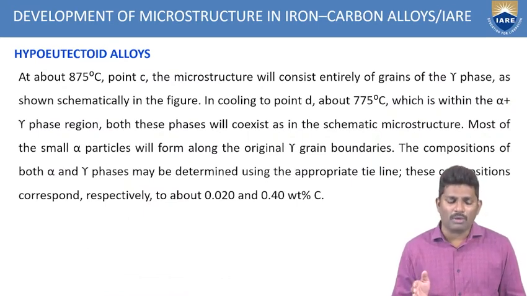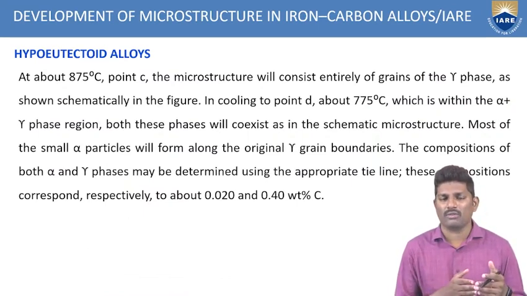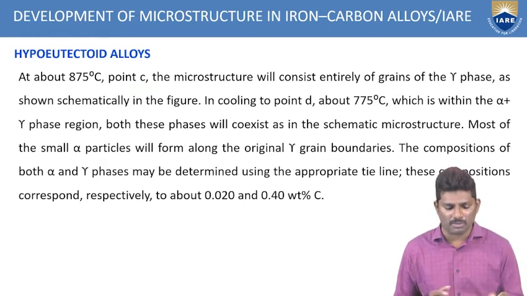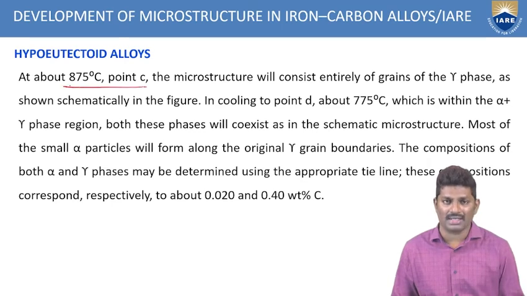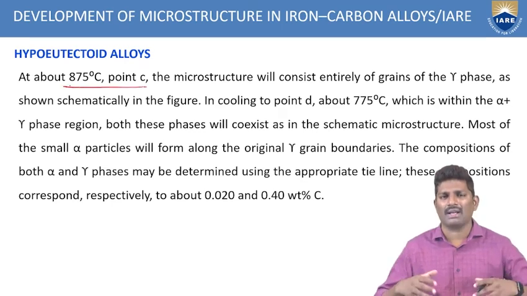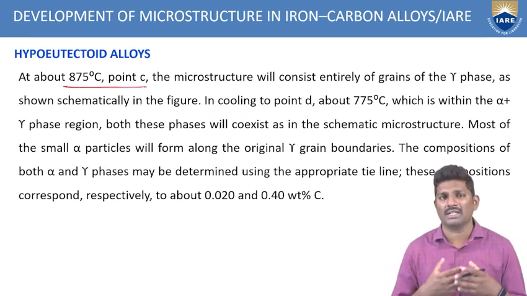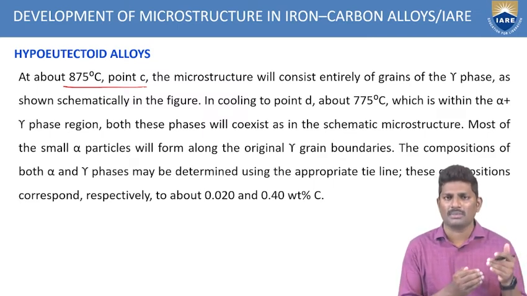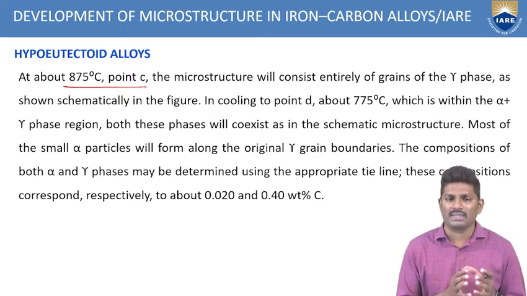So at about 875 degrees centigrade, what is happening slowly? What are the points we are discussing? That is point A, B, C, D, E, F. At point C, that is at 875 degrees centigrade, it is completely gamma, that is the austenite particles. There is no change. But once you slowly cool the system, one by one the alpha particles are being added into the system. And if you go further, there is some rise in the alpha, that is the ferrite particles.